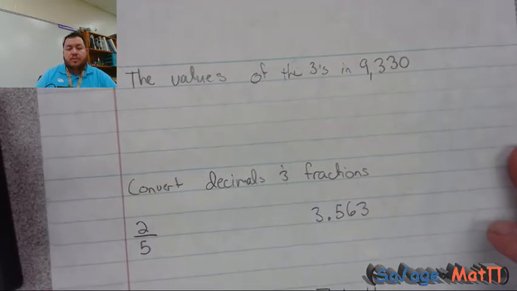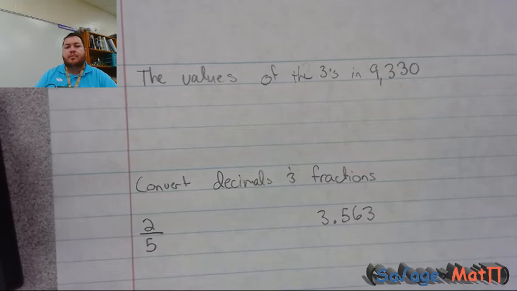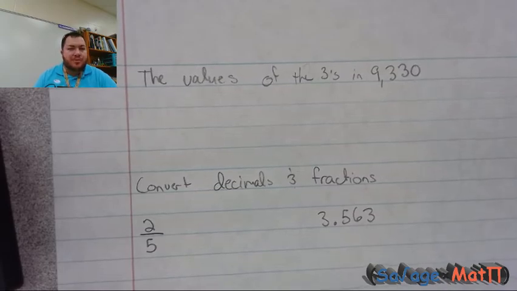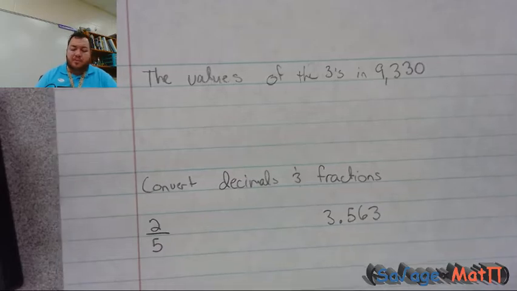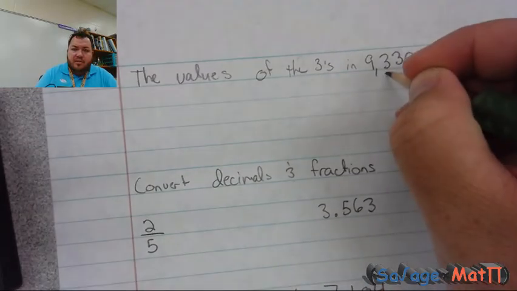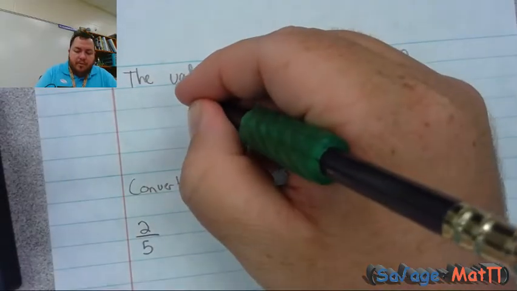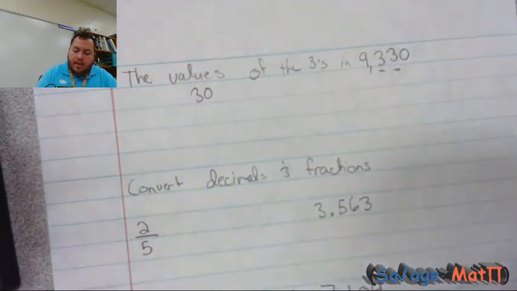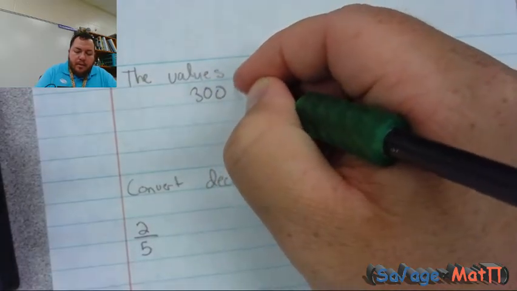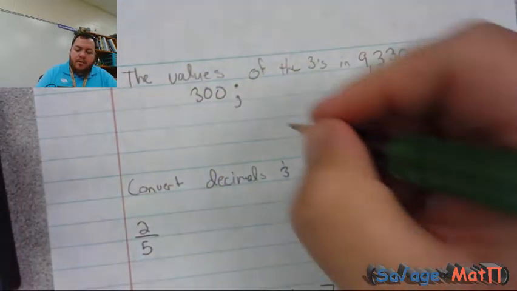The first thing we're going to go over is way back when we first started school, the first week, we were talking about how to find the values of digits in a number. So this question right here is the values of 3 in 9,330. It's really simple. It's just asking us, what does this 3 represent? So the first 3 would represent 300, and the second 3 would represent 30.